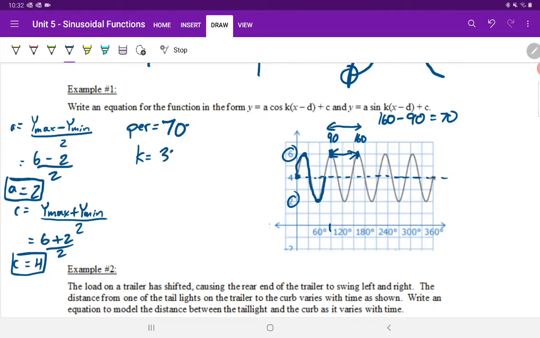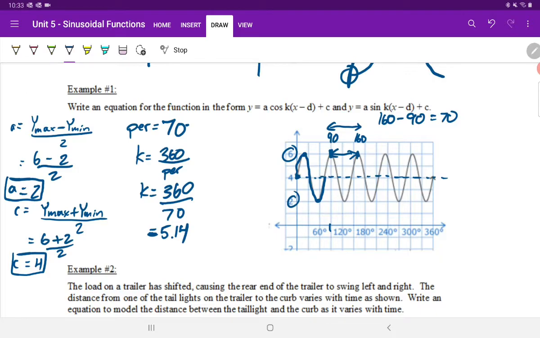K is equal to 360 divided by the period. So K is equal to 360 divided by 70. Throw that into your calculator and you should get approximately 5.14. So 5.14 should roughly be your K.